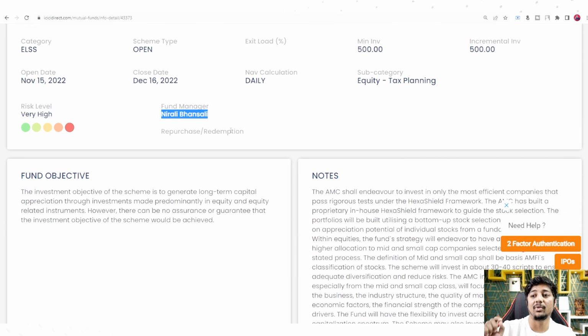So it is again very important to look at the fund manager and the history of the fund manager as well. So again, the fund objective is to generate long-term capital appreciation through investment made predominantly in equity and equity related instruments. So that is again not bad at all, right?